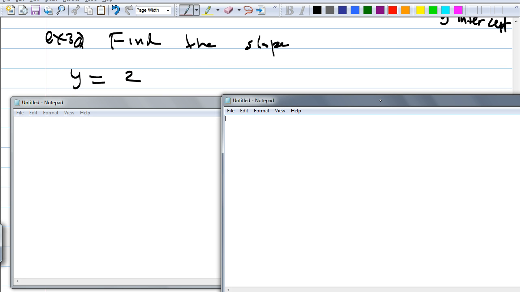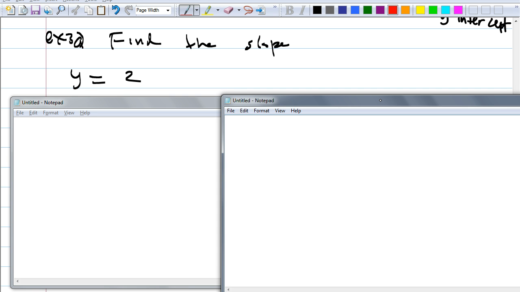Okay, so here is example 3a. Find the slope of this line y equals 2. This time, is this written in slope-intercept form or anything? It doesn't look like it, does it? But it is. But let's say you didn't recognize that it was slope-intercept form, guess what?